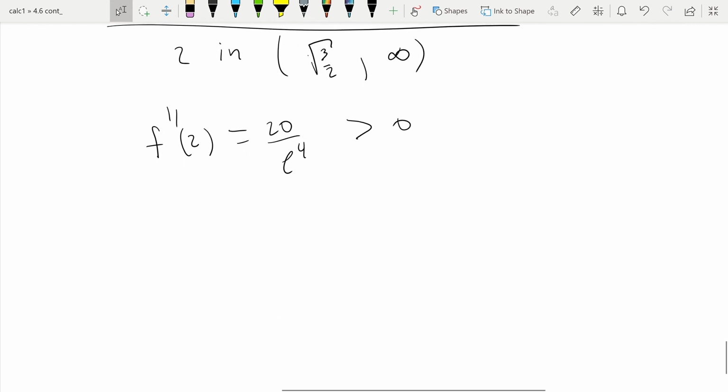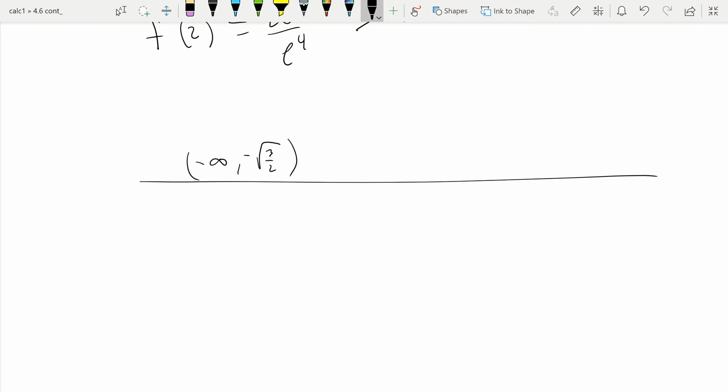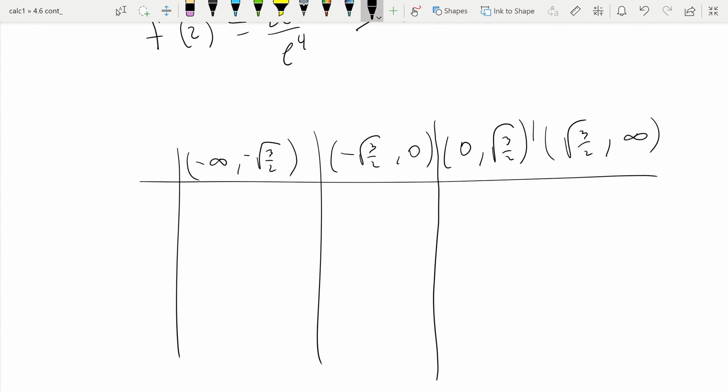So if we put this into our graph, and into our table, say, we're going to find that we have minus infinity to minus square root of 3 over 2, minus square root of 3 over 2 to 0, 0 to square root of 3 over 2, and square root of 3 over 2 to infinity. Since we already computed values in each interval, we can simply collect everything into this table.